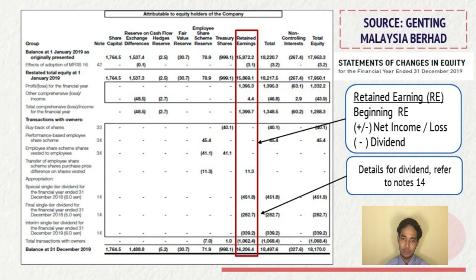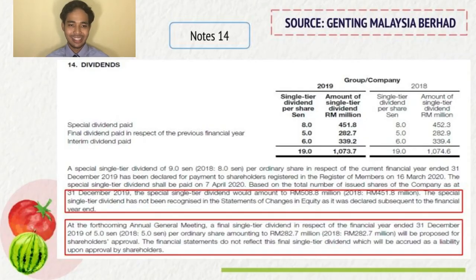Based on Genting Malaysia Berhad's statement of changes in equity, this is how retained earning is calculated until we get the retained earning balance as at 31st December 2019. Based on note 14, this is how Genting Malaysia Berhad discloses their dividend. Back to Rosa.